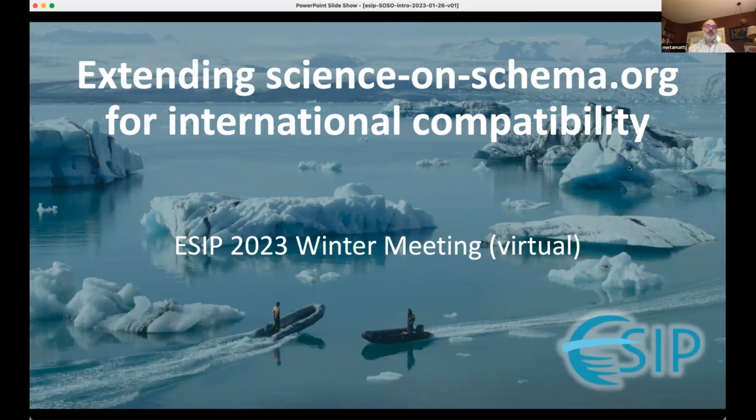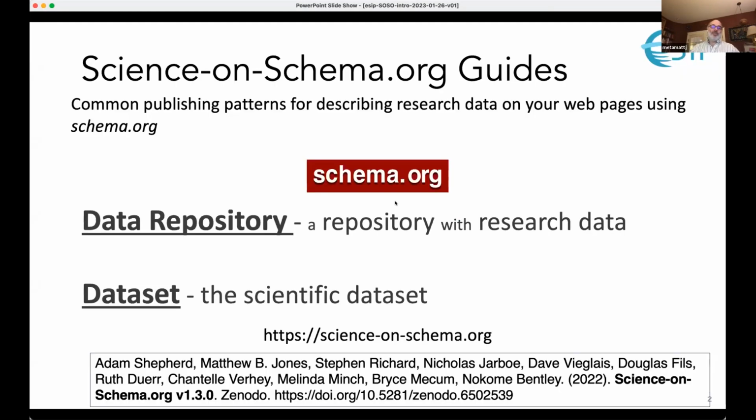is for the cluster. So Science on Schema.org is an effort that Adam, Doug, and Phil started, and I think has grown into a really healthy ESIP cluster focused on designing and developing common publishing patterns for describing research data so that it can be presented on web pages and picked up by search engines like Google, DataONE, and Geocodes, and others that are focused on searching for and finding datasets.